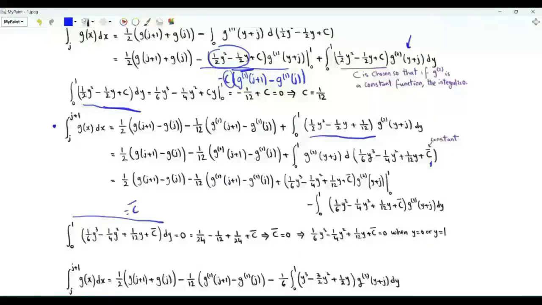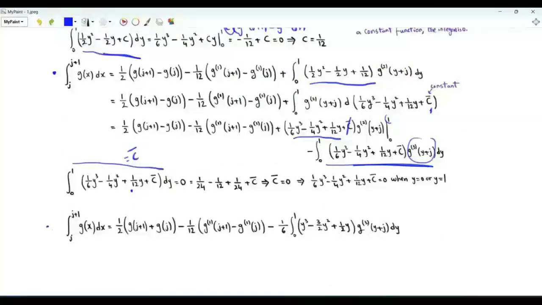This integral is equal to c bar. If we want it to be equal to 0, so that this integral is 0 when this is constant, we must choose c bar to be equal to 0. And when c bar is equal to 0, this part here is equal to 0, whether y is equal to 1 or is equal to 0. There is no term involving the second derivative. This is the formula we will use in our investigation of the zeta function.